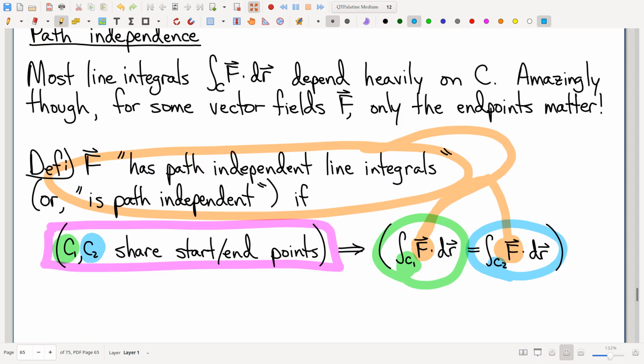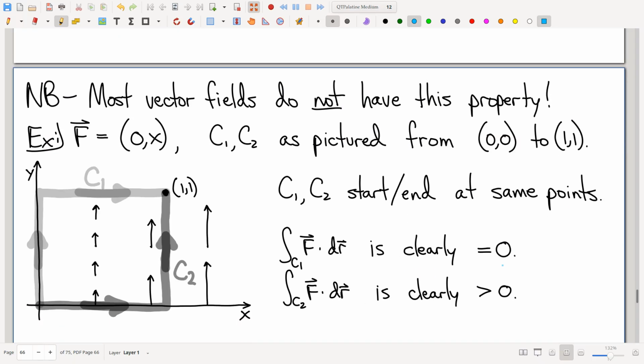Outrageous! Right? I mean, again, certainly not for this vector field. Major swing and a miss. Obviously, it matters. C1 and C2 are perfectly clear. Casual inspection is going to give you different answers.